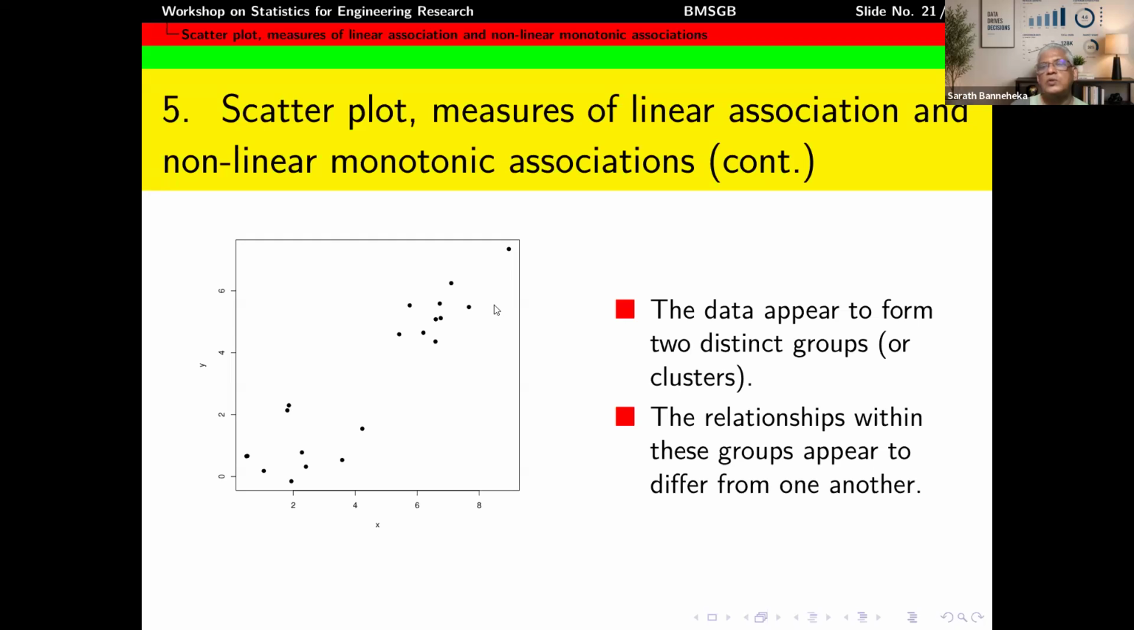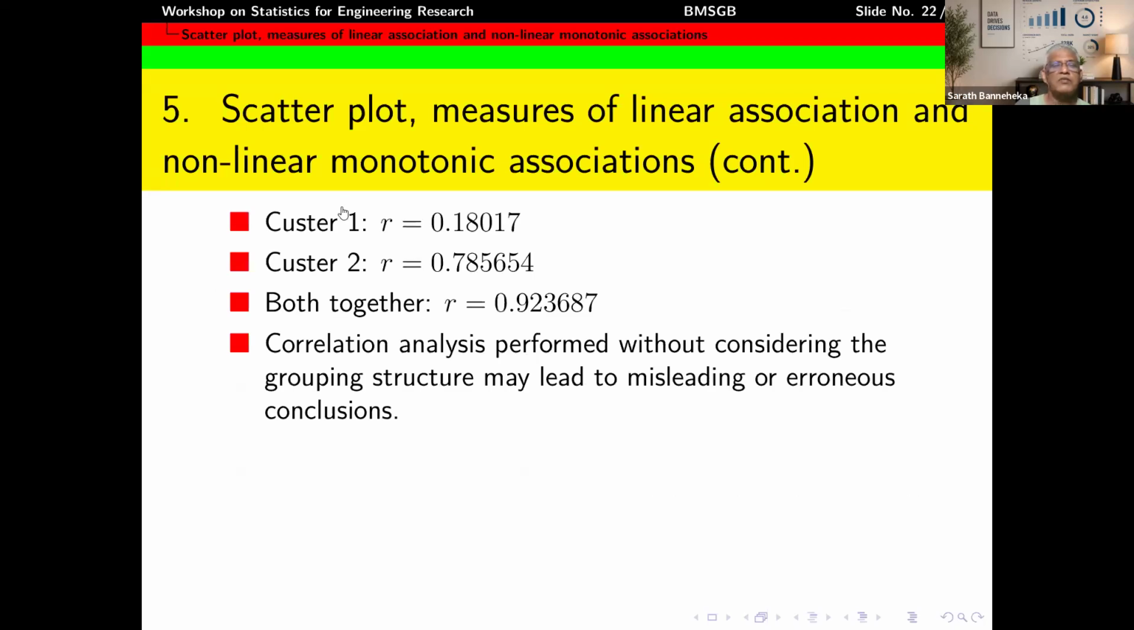But if you ignore the grouping or clustering, and consider all these things together, in that case it might look like a linear relationship combined together. And one might even say it's a strong or moderate relationship. Right. So now let us look at the correlation coefficients individually for these two groups and collectively to get some idea. For cluster one, I calculated R in this case is just 0.18.